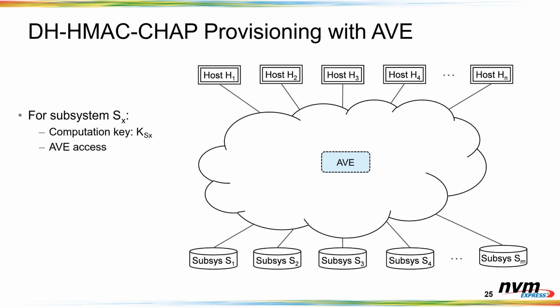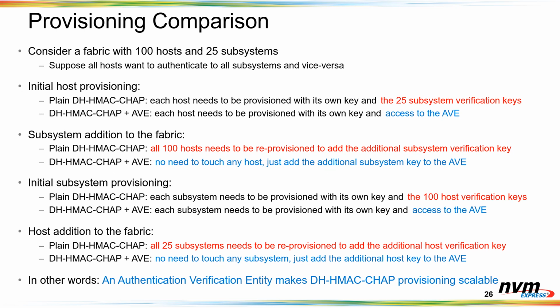Now let's look at how we simplified the provisioning. Well, everything I need now for a subsystem in the entire fabric is my key and a way to access the AVE. I don't need anything else. And for every host, that is exactly the same thing. I need my key and a way to access the AVE. And let's look at an example to see how this really resolves the situation. Let's consider a fabric with 100 hosts and 25 subsystems. And suppose that all hosts want to authenticate all subsystems and vice versa.